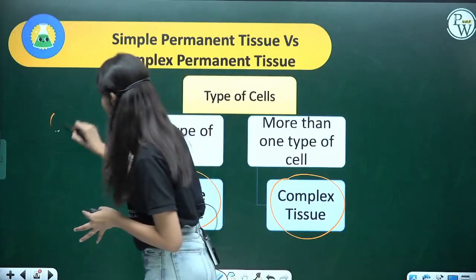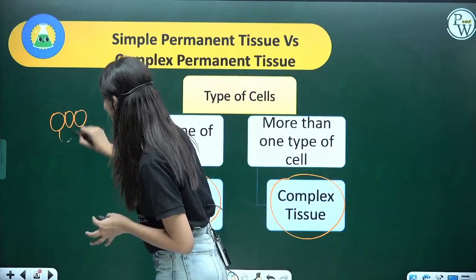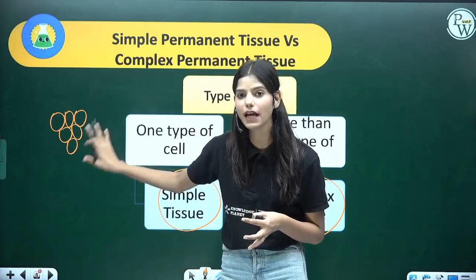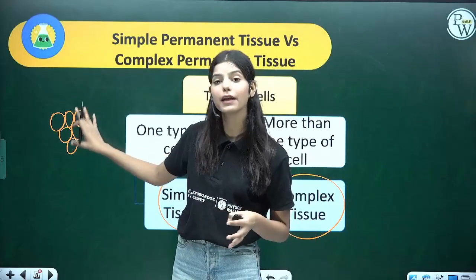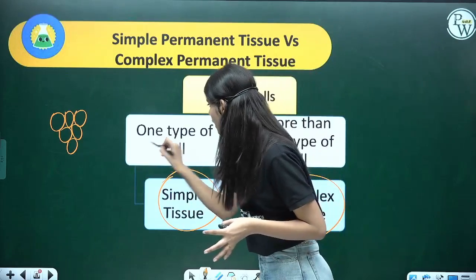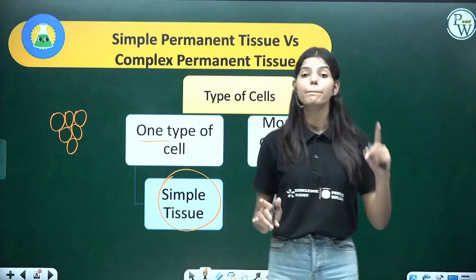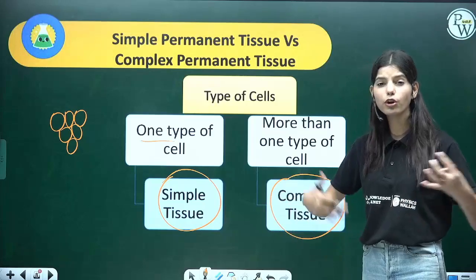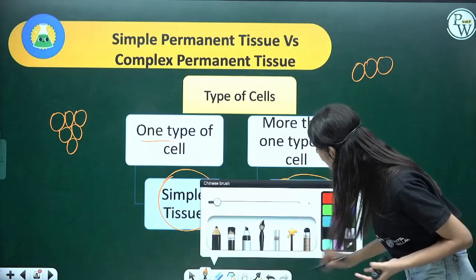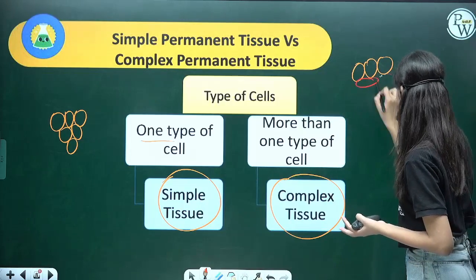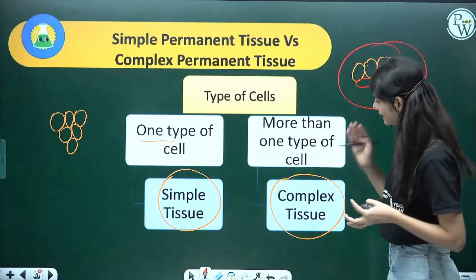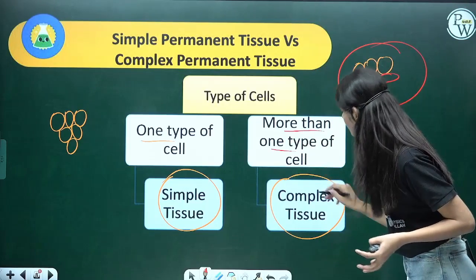So here if you see this picture, or maybe this diagram, you can actually see that the tissue is going to have the same type of cells, right? So here the tissue has the same type of cells, and this kind of tissue is what we call simple permanent tissue, where only one type of cell is present. But if you talk about the tissue in which more than one type of cell is present, so some cells are circular, some cells are cylindrical and of other color, okay? So here the kind of tissue where we have more than one type of cell is what we call complex tissue, okay?